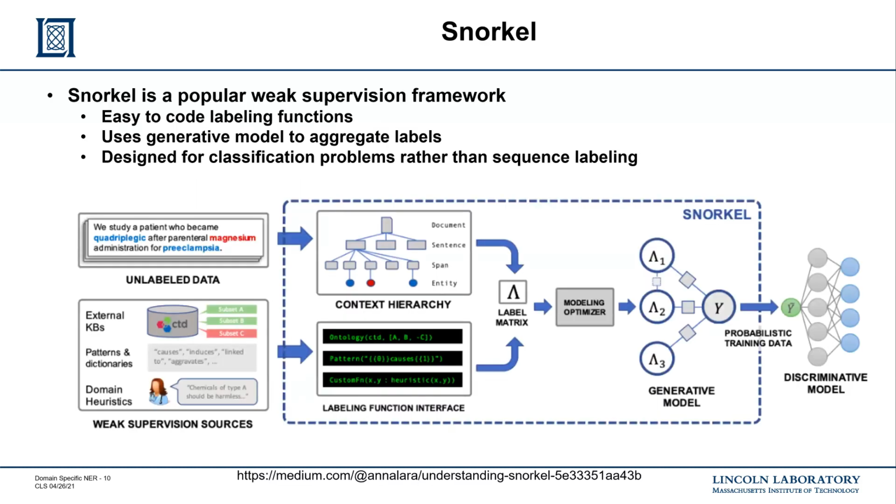Snorkel is a very popular weak supervision framework. It's reasonably easy to use. And one nice thing about it is that it has very easily encodable labeling functions. So you can just create a bunch of them, and it's pretty easy to do. And then it uses a generative model to aggregate the labels. The problem for us with just using Snorkel, even though it has been used for NER with varying degrees of success, is that it's actually designed for classification and not for sequence labeling. As I'll show you later, for our task in Arabic, it actually didn't do very well.